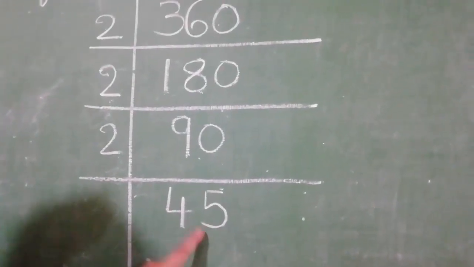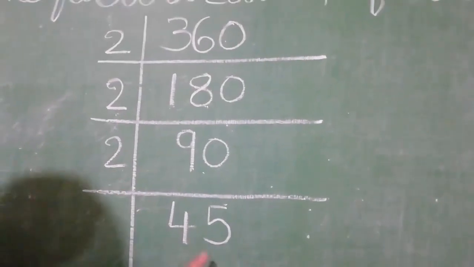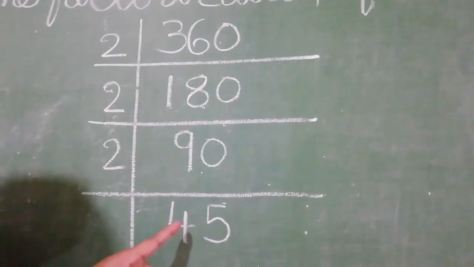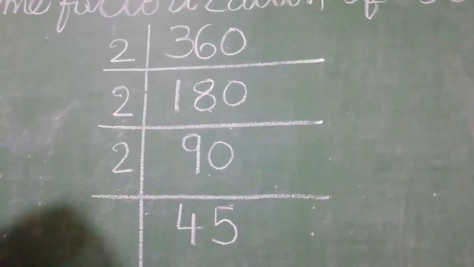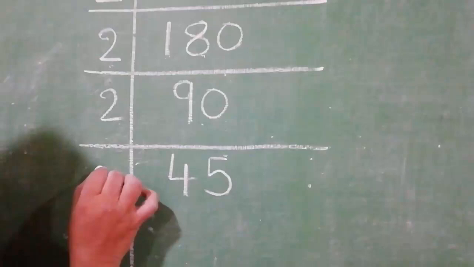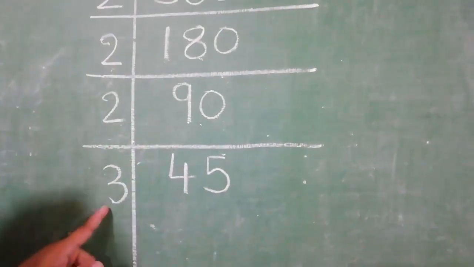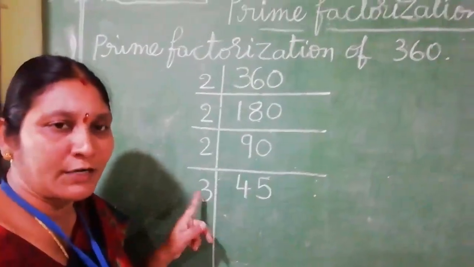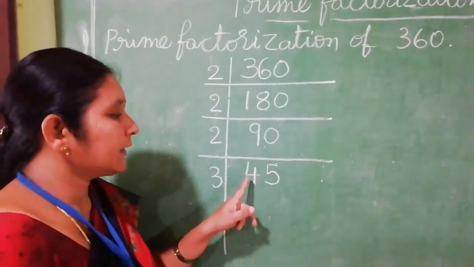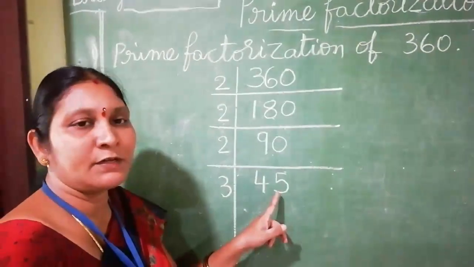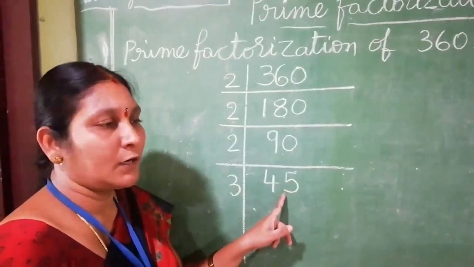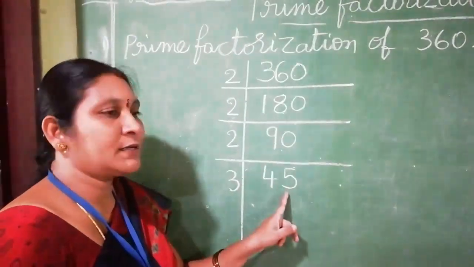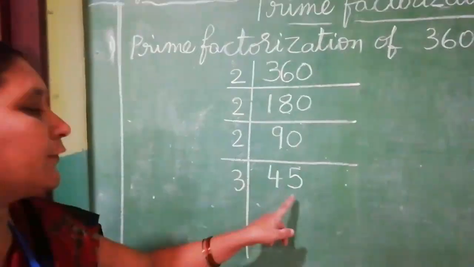Is the number 45 divisible by 2? No, the number ends with 5, so it is not divisible by 2. What do we do? We take the next prime number. What is the next prime number? The next prime number is 3. What is the condition for 3? The sum of the digits must be divisible by 3. Here the number is 45. What is the sum of the digits? 4 plus 5 equals 9. Is 9 divisible by 3? Yes, so the number is divisible by 3.